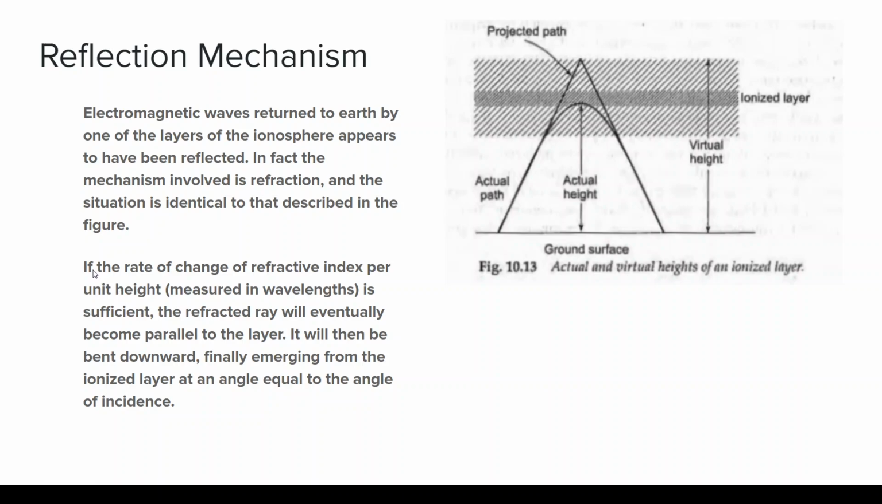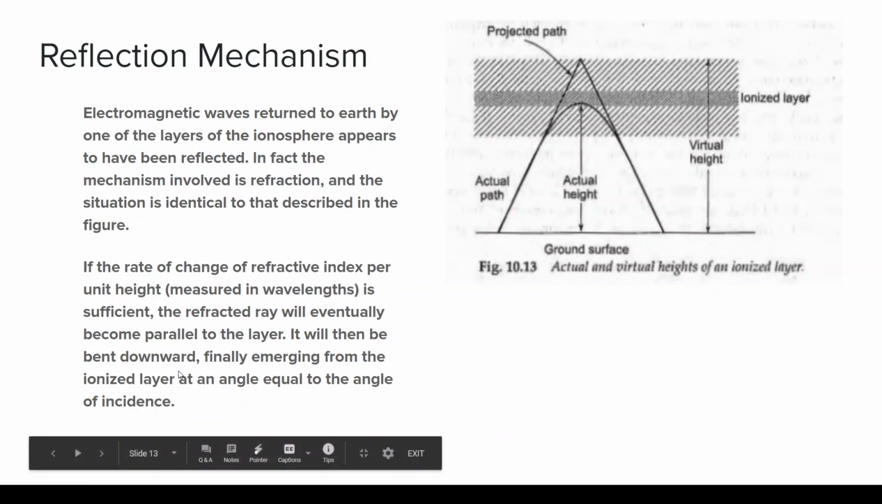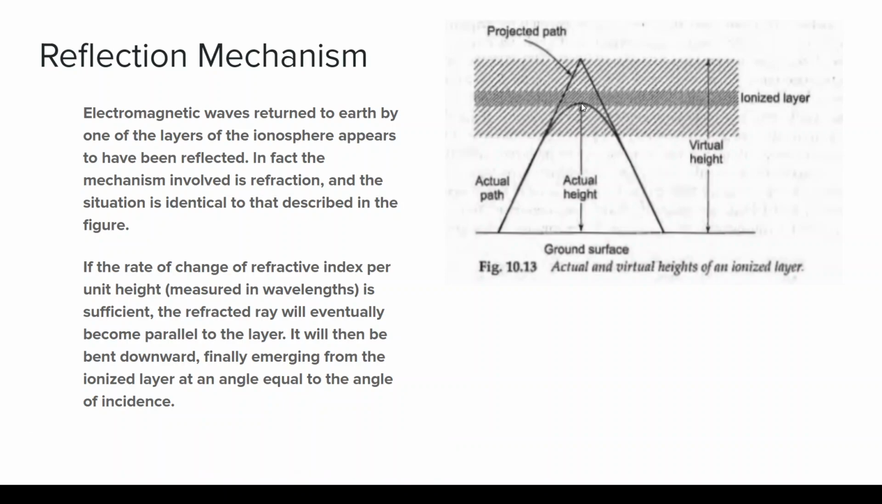If the rate of change of refractive index per unit height is sufficient, the refracted ray will eventually become parallel to the layer. At one point, it will become parallel to the layer. It will then be bent downward, finally emerging from the ionized layer at an angle equal to the angle of incidence. After becoming parallel, it will start bending downward.